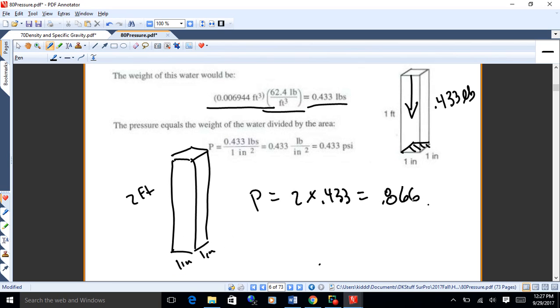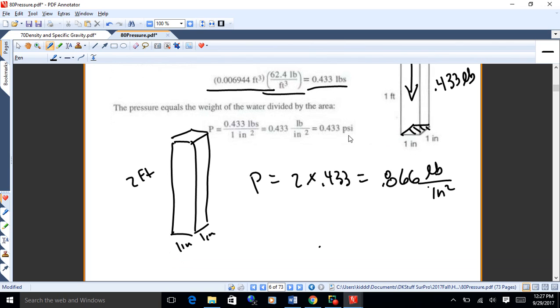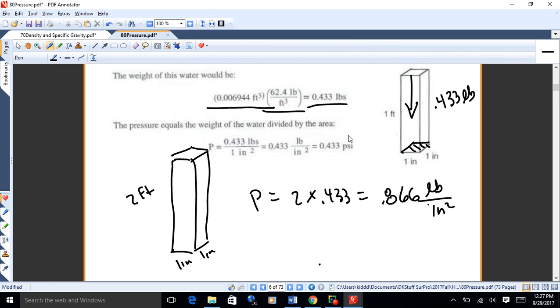So what we're seeing here is that the pressure depends on the height of the water to some degree, okay? And it's just a simple linear relationship. The higher the water is, the greater the pressure.